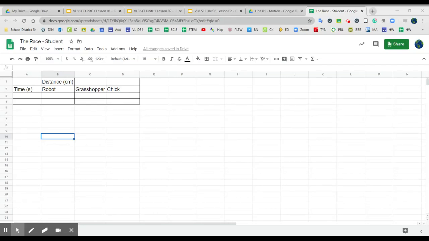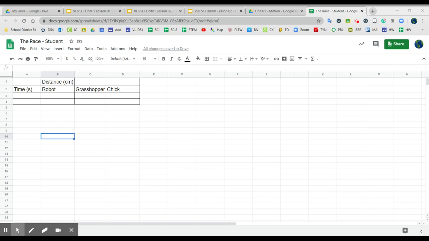Hi guys, so you just watched the race between the robot, the grasshopper, and the chick, and now you're going to make your very own graph in Google Sheets. This is not the most intuitive graph to make, so I'm going to help you here. So please follow these instructions closely.